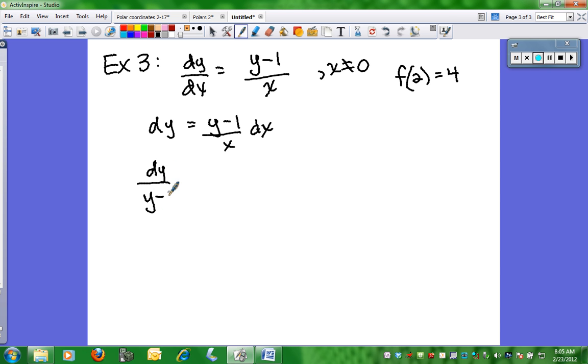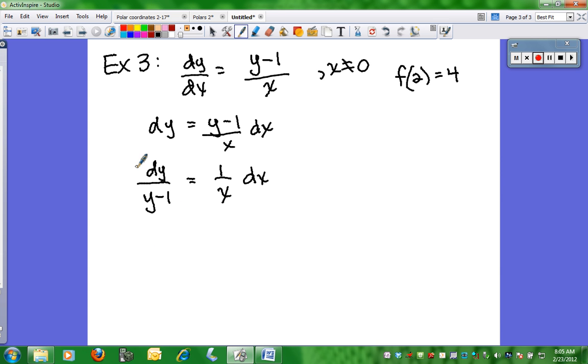So I divided. This is left now when I divide this. This is just a 1 up here. So this is what I'm left with: dy over y minus 1 equals 1 over x dx. Again, I divided both sides by y minus 1 because it's in the numerator. Before, when something was in the denominator, we had to multiply. Now we're dividing. Same thing.